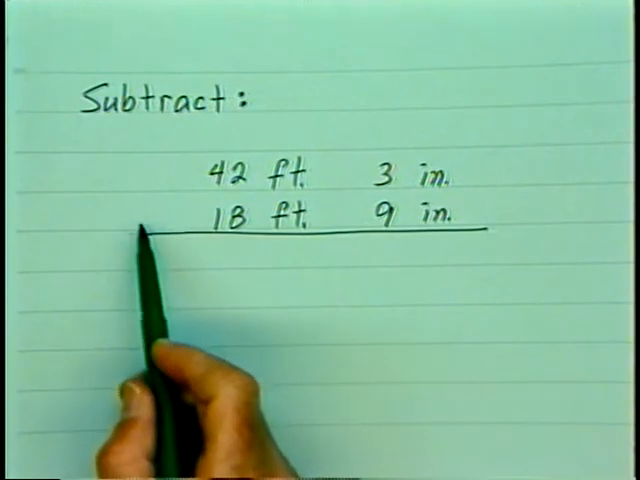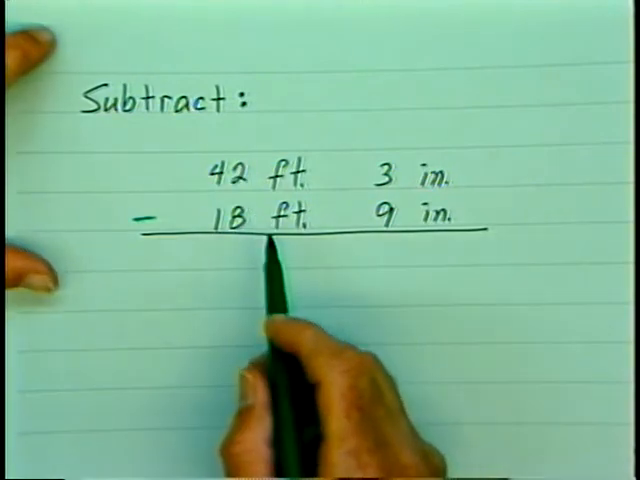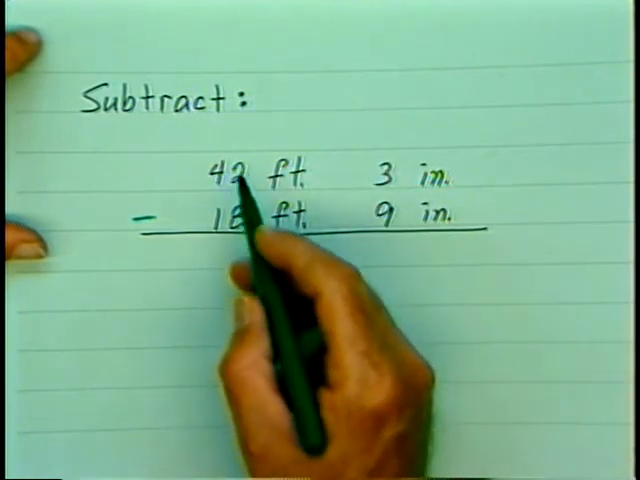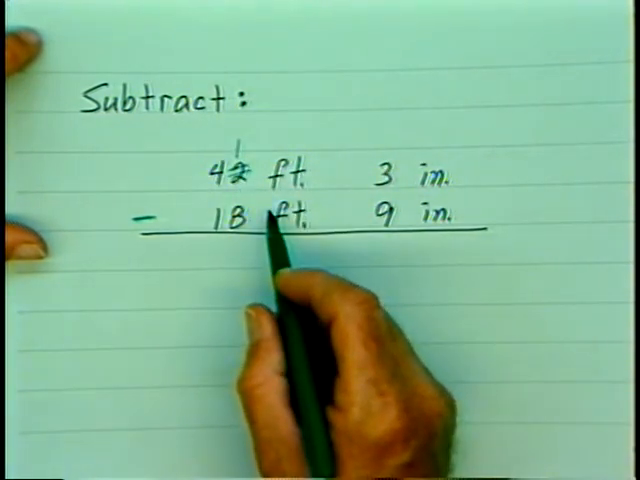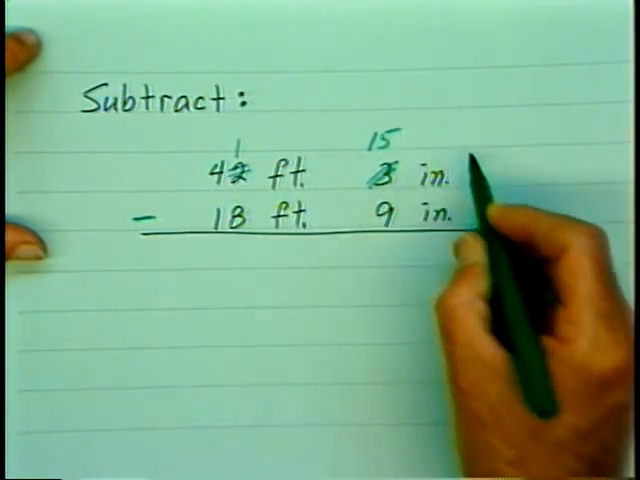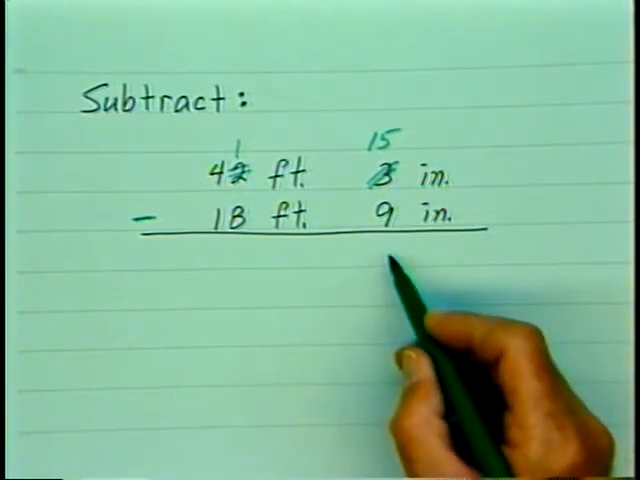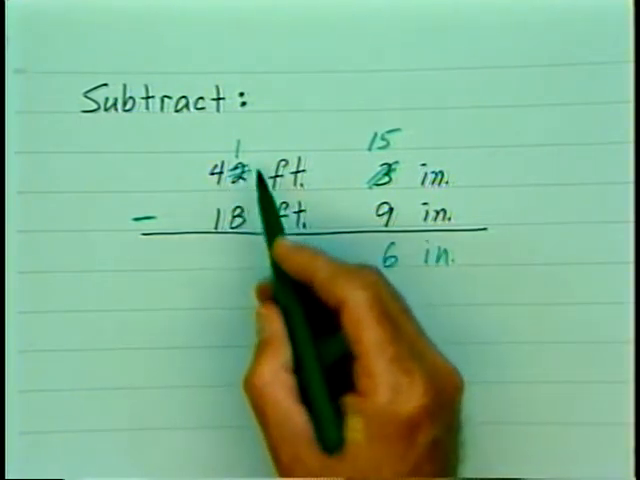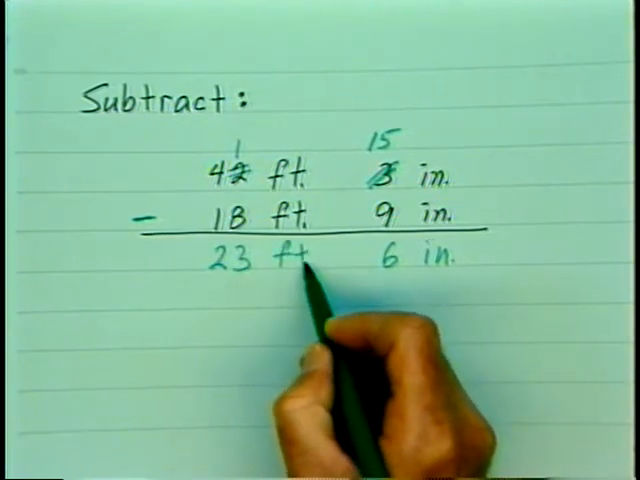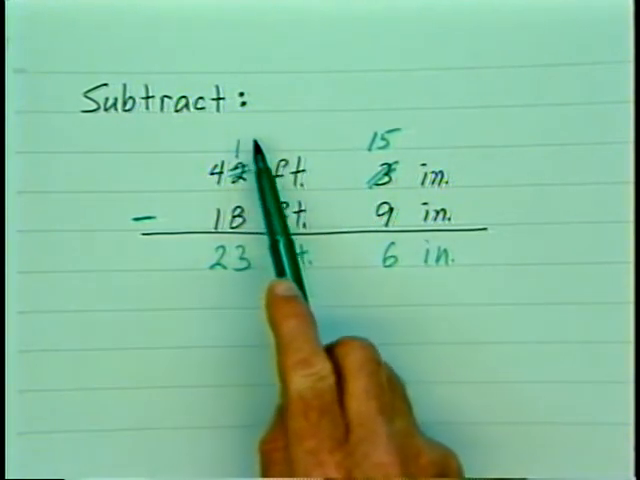And of course the same thing regarding subtraction. Only subtract inches from inch and feet to feet. I can subtract 18 from 42, but I sure can't subtract 9 from 3. So that means I must borrow one of these feet. But remember, 1 foot comes over as 12 inches, which makes, added to this now, gives me 15 inches. Now I can subtract 9 from 15, getting, of course, 6 inches, and subtracting here, getting 23 feet. So be sure that when you borrow one of these becomes the appropriate amount over here.